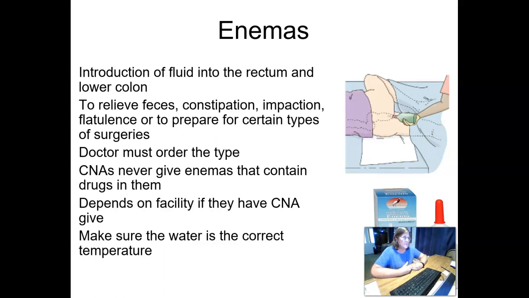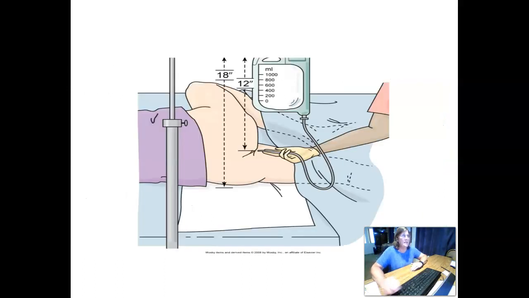We do want to make sure that the water temperature is the correct temperature. It should usually be lukewarm. It should not be hot. And so that's just a small volume enema, just a preset bottle of a certain amount of fluid in it. For a regular enema, the physician would order how much they want, usually from 500 to, I've seen them, up to 1,500 milliliters of fluid at a time.